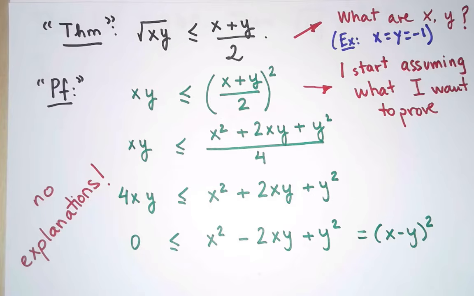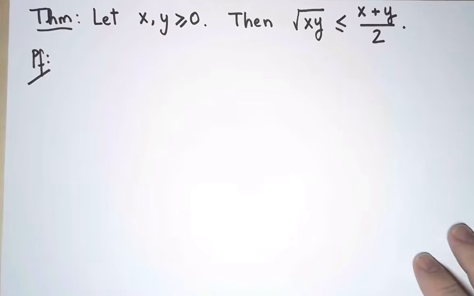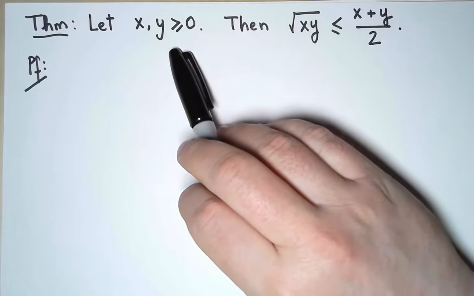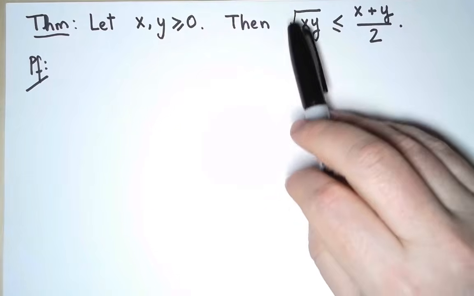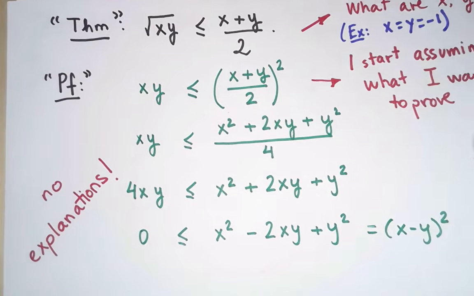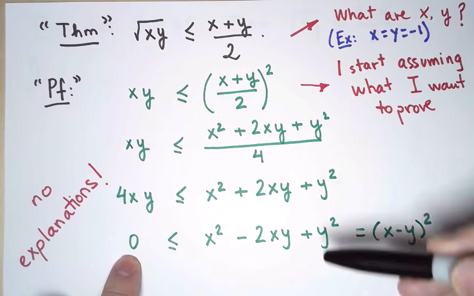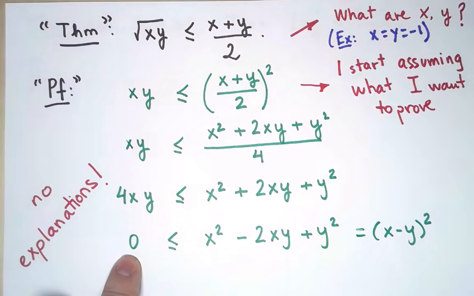Let's fix this proof. First, let's write the statement of the theorem correctly. What the theorem should say is that if x and y are any non-negative real numbers, then this inequality is true. Now, how will the proof go? Remember, I need to begin with something I know is true and end up concluding the inequality. It's going to look very much like rewriting this backwards. The last line here is something that I know is true. Every square is non-negative. So I'm going to take it as my starting point, and then hope that I can reverse all the steps and end up here.